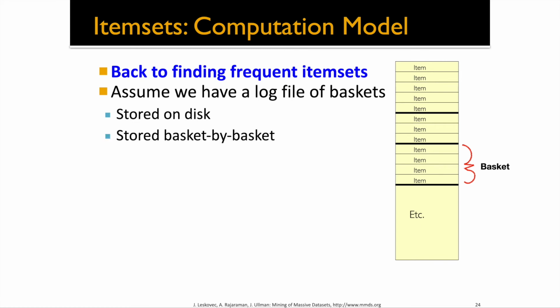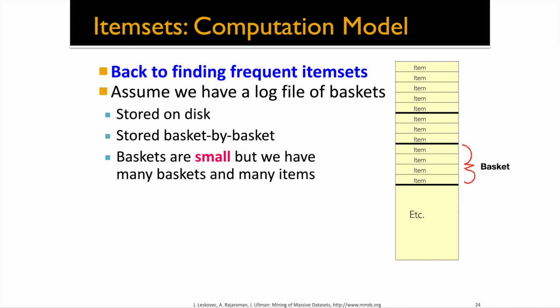They're stored on disk. We have this collection that's basket by basket, and critically, baskets are generally small. But we have many of these baskets, and we have potentially many items. So you can map this to the Amazon case, where Amazon has thousands to millions of items for sale. But when you go to Amazon, it's very rare that you buy a large number of items. These baskets are these small sets of items that you purchase together.